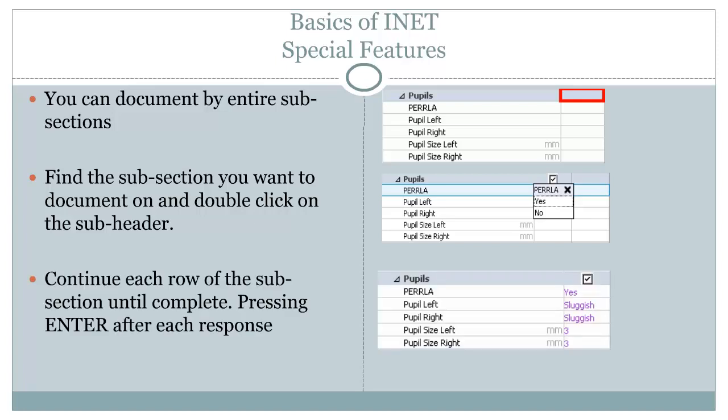You would locate and continue each row of the subsection doing documentation until it's complete. You are allowed to skip over things that are not valid with the patient or non-applicable with the patient at the time. To advance to the next subsection, you have to press the Enter key after each response, and that will move you through the process.